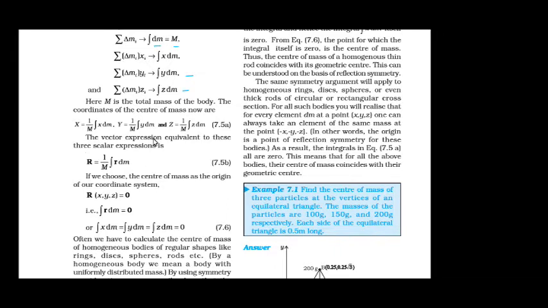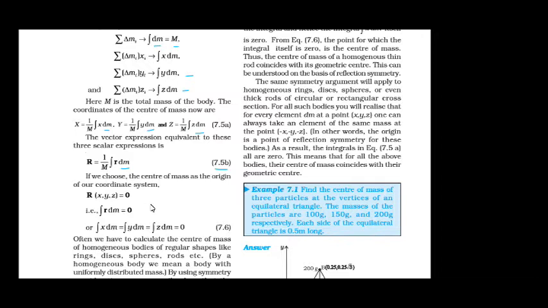The coordinates of the center of mass now are x is equal to 1 upon M integration of x dm, y is equal to 1 upon M integration of y dm, and z is equal to 1 upon M integration of z dm. This is equation 7.5a. The vector expression equivalent to this scalar expression is R is equal to 1 by M integration of r dm. This is equation number 7.5b.